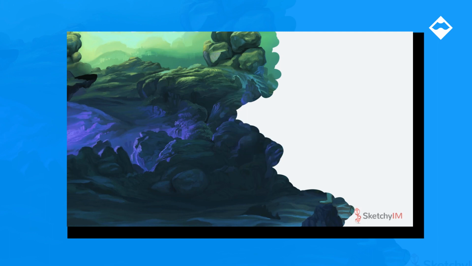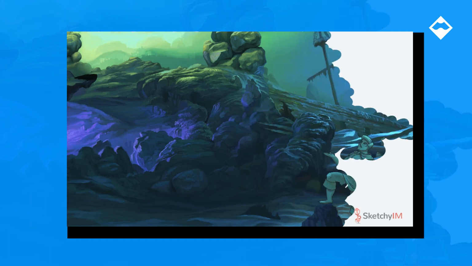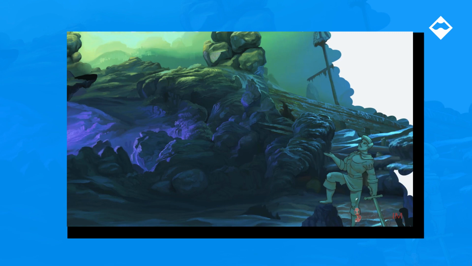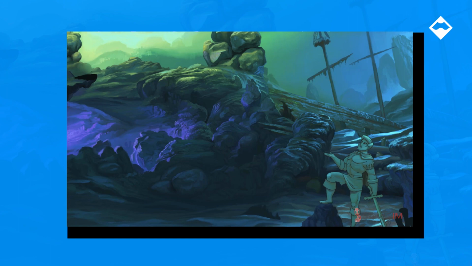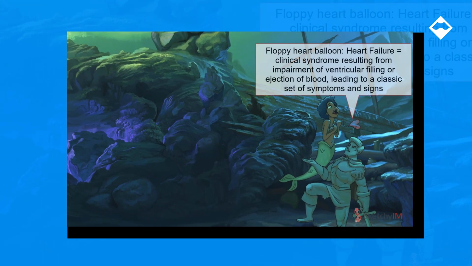Let's get started with some important definitions of what this mythical condition called heart failure actually is. Heart failure is a complex clinical syndrome that results from any structural or functional impairment of ventricular filling or ejection of blood. The result is a classic set of symptoms and signs that we'll dive into in a moment. Our recurring sketchy symbol for heart failure is this floppy heart balloon being held by our mermaid protagonist. Get used to it, because we'll be bringing back this symbol over and over.